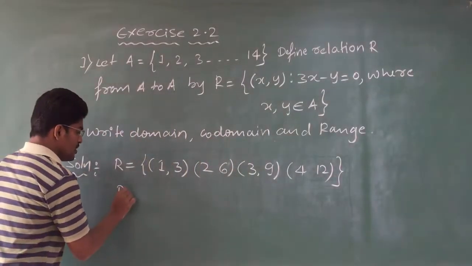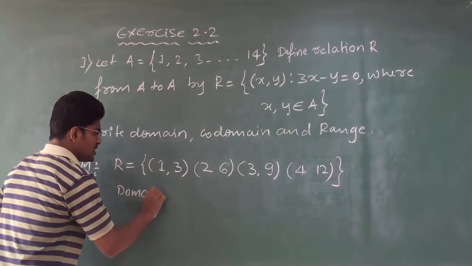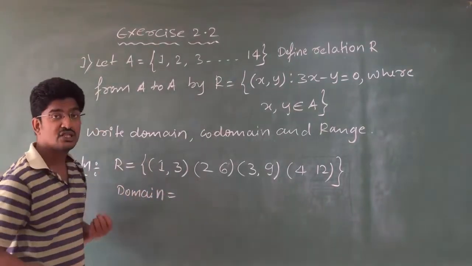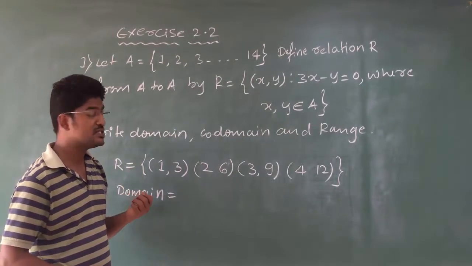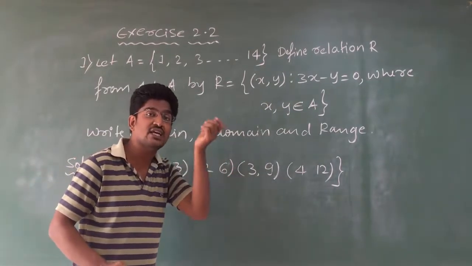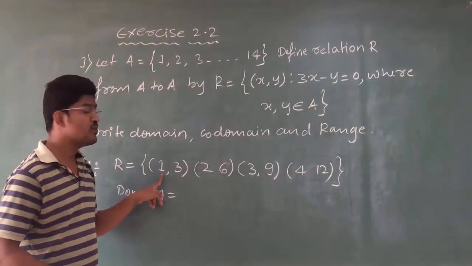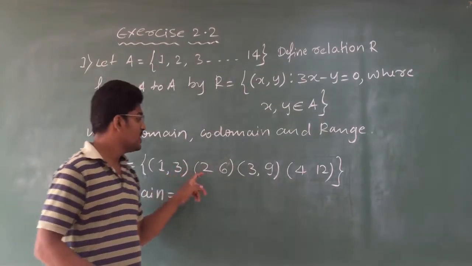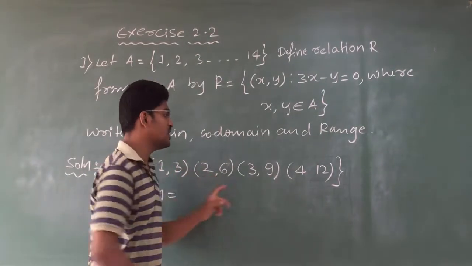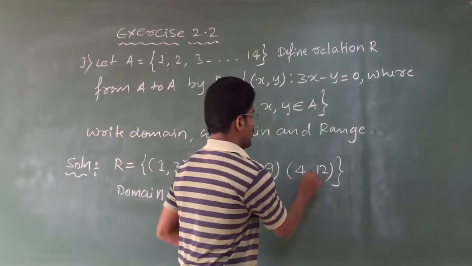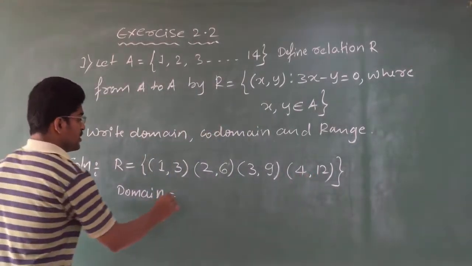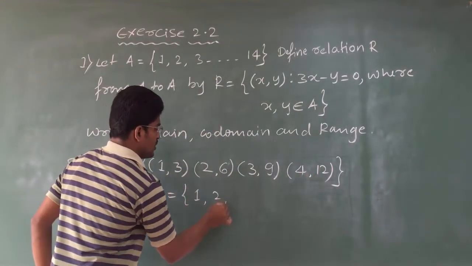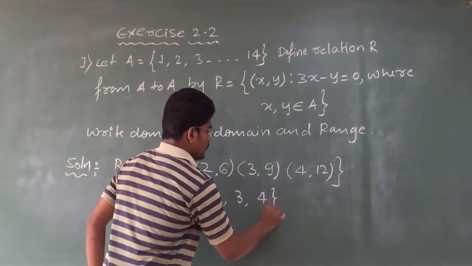Okay. First domain. What is the domain set? The collection of the elements from the ordered pairs at first position. Here you have 1 at the first position. Here you have 2 at the first position. Here you have 3. Here you have 4. So that's why domain will be 1, 2, 3, 4.